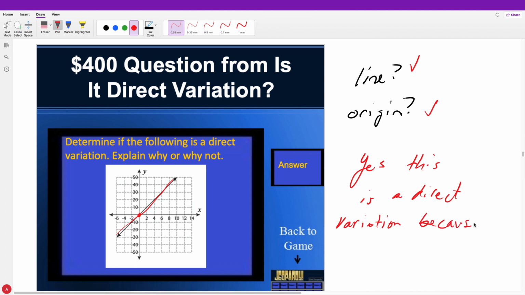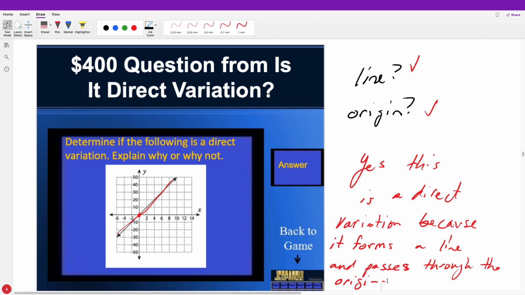Because it forms a line and passes through the origin. All right, now on to the next one.